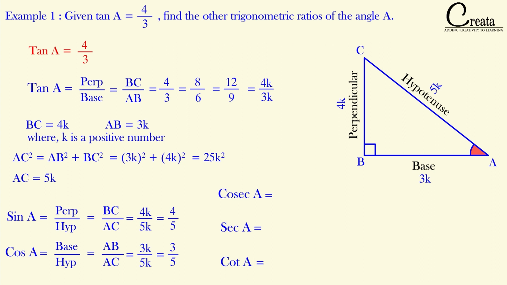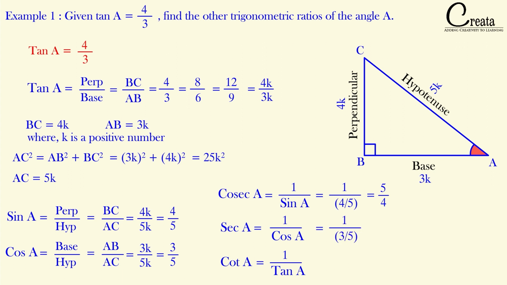Let's find cosec, sec and cot. In the theory part, we have seen cosec is the reciprocal of sine, sec is the reciprocal of cos, and cot is the reciprocal of tan. Let's find cosec A, which is equal to 1 upon sine A. Sine A we have calculated as 4 upon 5, so cosec A will be the reciprocal, that is 5 upon 4. Got it? We got the value of cosec A. Let's find sec A, which is 1 upon cos A, and cos A we have calculated as 3 upon 5. We got sec A as 5 upon 3.